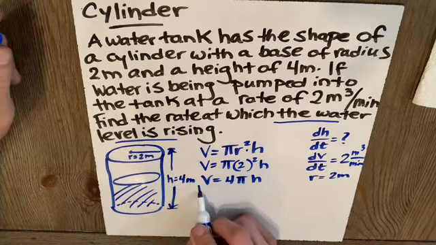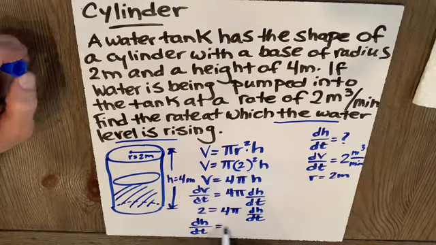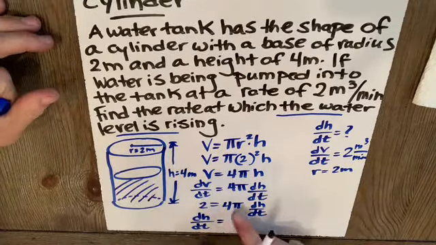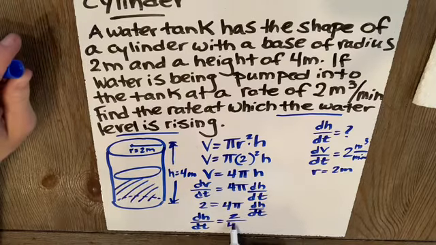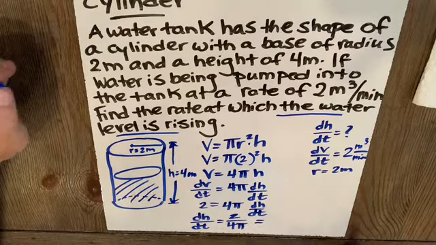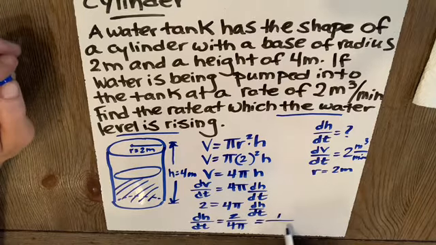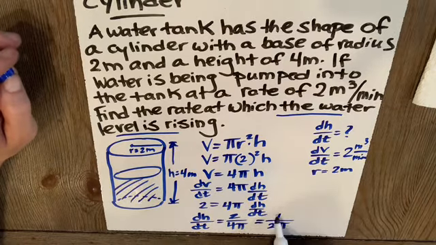Now this is what we're after. If we replace dV/dt with 2, we get 2 is equal to 4 pi times dh/dt. So dh/dt is equal to, I'm going to take this side divided by that side, 2 over 4 pi, which is equal to, if I cancel, 1 over 2 pi. Notice, if I do this on a calculator, I need to put those parentheses there. And when I plug in my numbers, I get about 0.16.